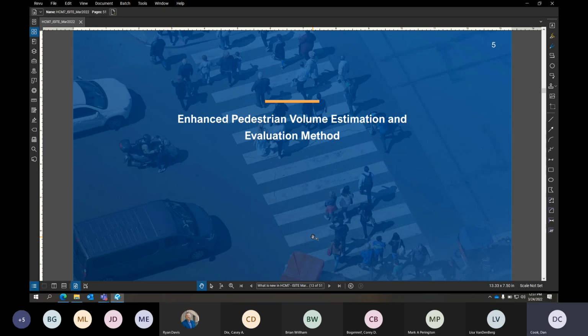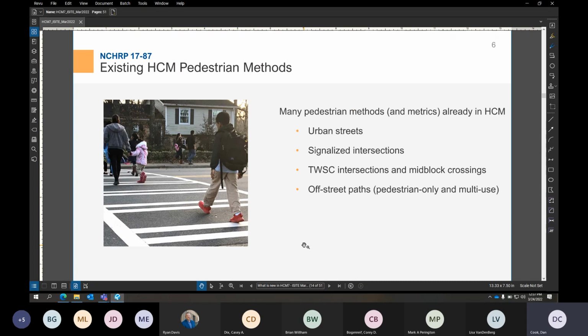So speaking of non-motorists, the first big change in the 7th edition is the enhanced pedestrian volume estimation and evaluation method. This came from NCHRP Project 17-87, which influenced a lot of the pedestrian methodologies sprinkled throughout the HCM. Like I said before, in HCM 6, there were already methodologies and metrics that looked at the pedestrian mode on urban streets, signalized intersections, two-way stop control intersections and mid-block crossings, and off-street paths.